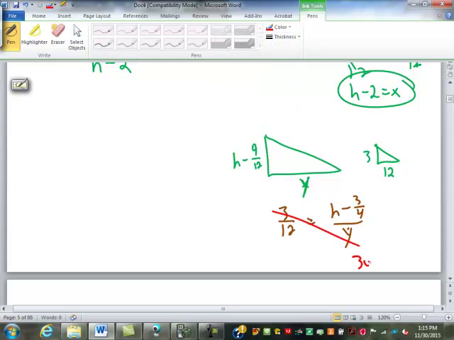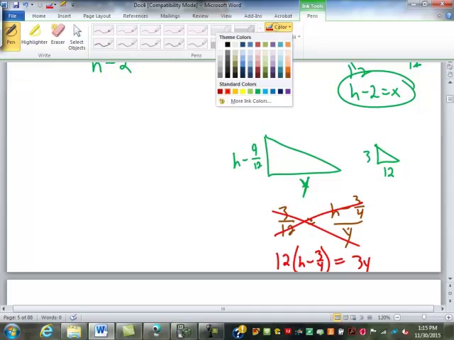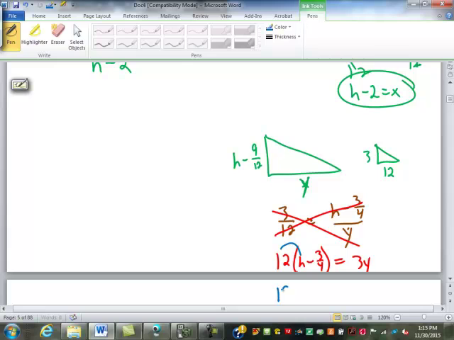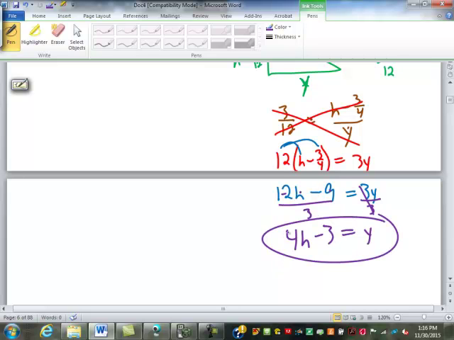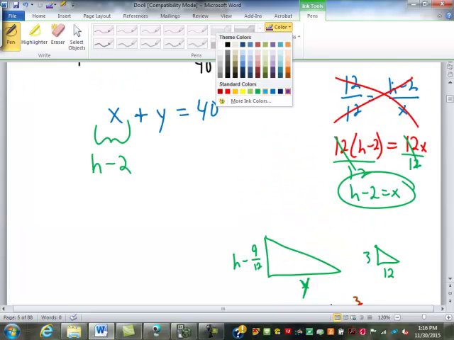3 times Y is 3Y. 12 times H minus 3/4. Now I am going to multiply through the 12, so I have 12H minus 12 times 3/4 is 9 equals 3Y. And I'll divide by 3. 12H divided by 3 is 4H. Negative 9 divided by 3 is a negative 3. So Y equals 4H minus 3.